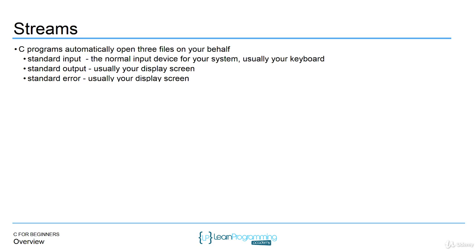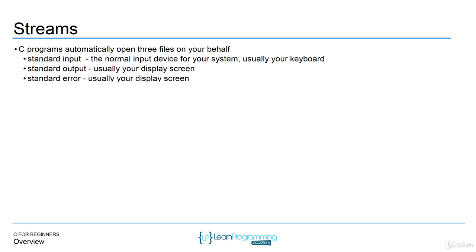Streams. C programs automatically open three files on your behalf. A stream can represent a file, but a stream is a more generic term that can represent any kind of input. It could represent the keyboard, the console, a file, or a socket if you're used to networking. There are three streams opened automatically for you in C. One is the standard input, the normal input device of your system. Usually by default it's the keyboard.